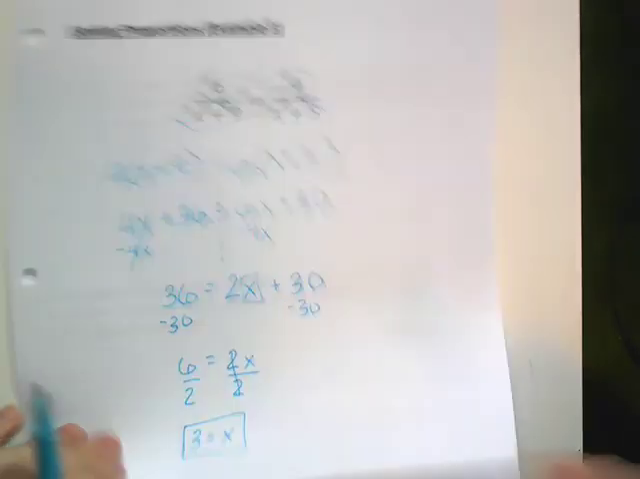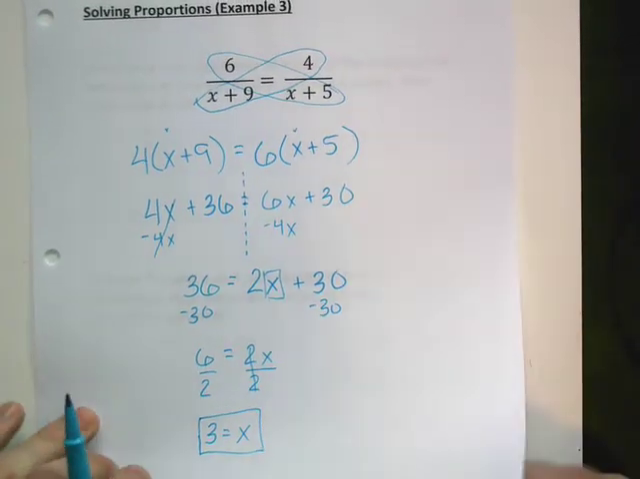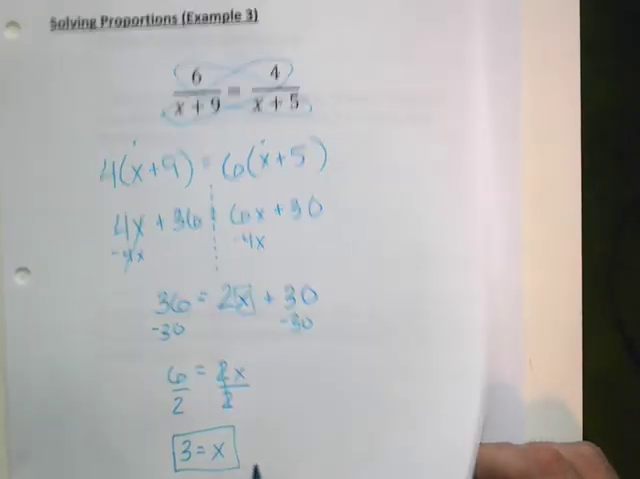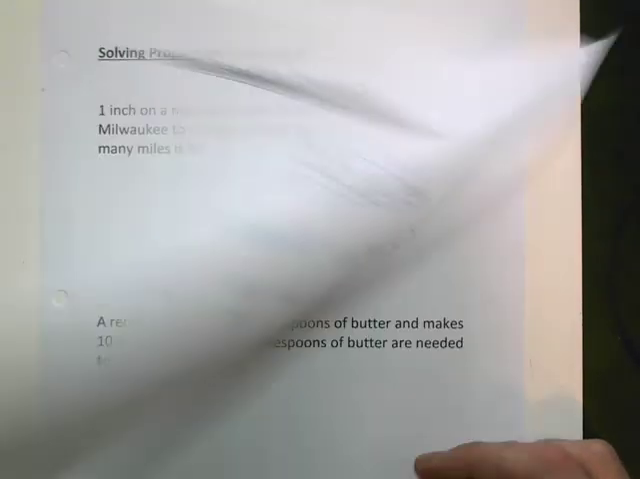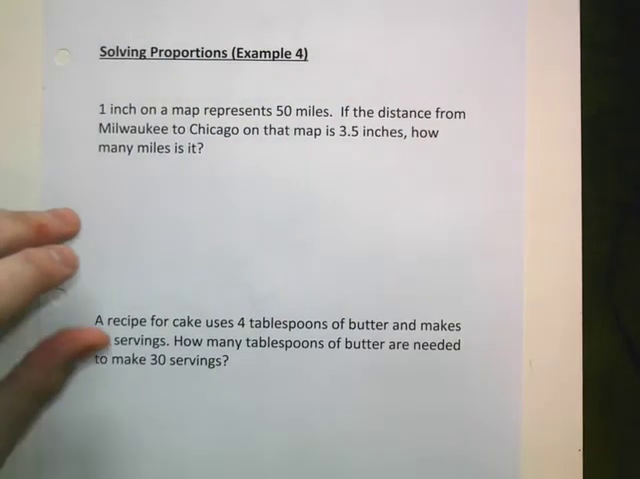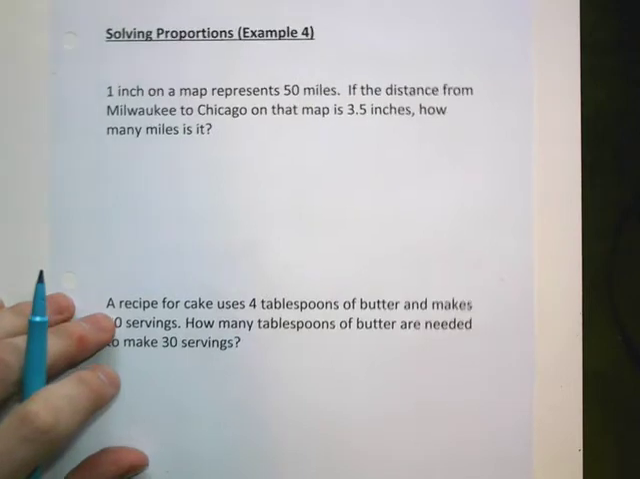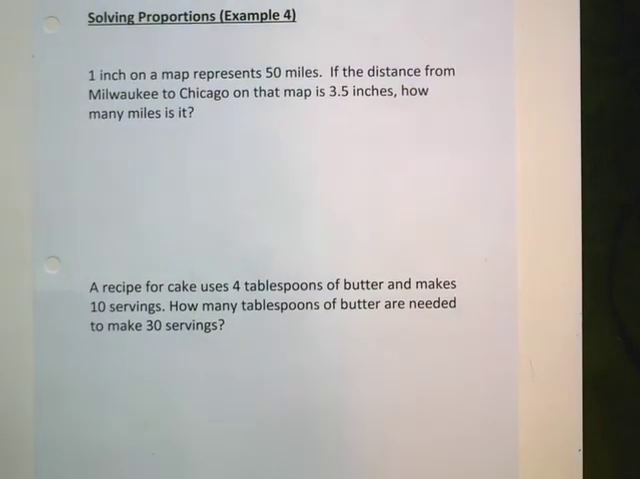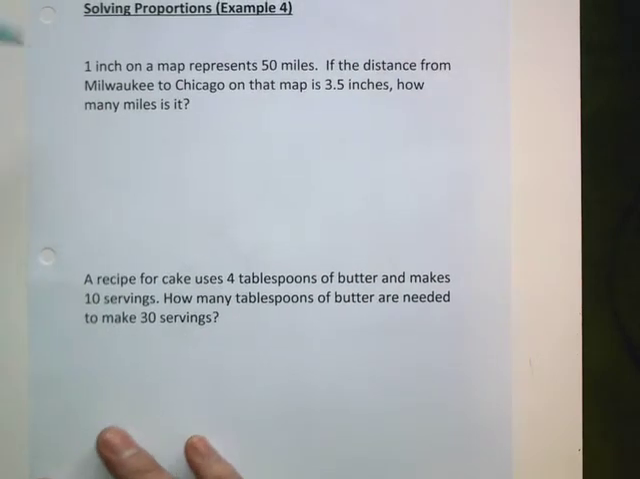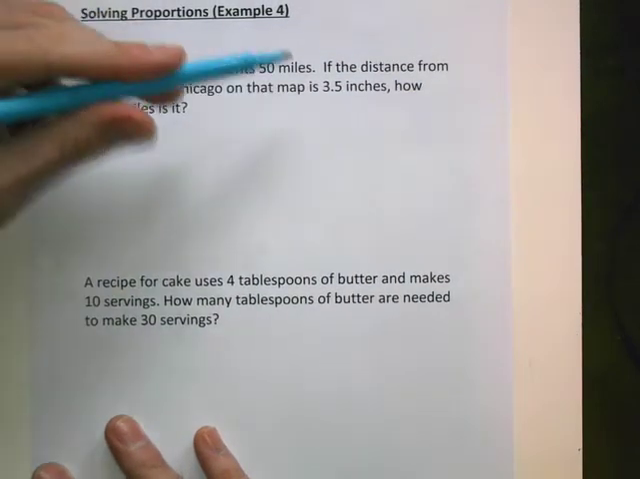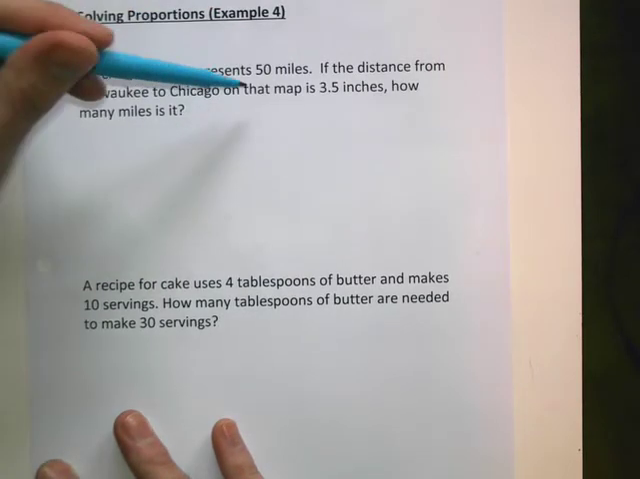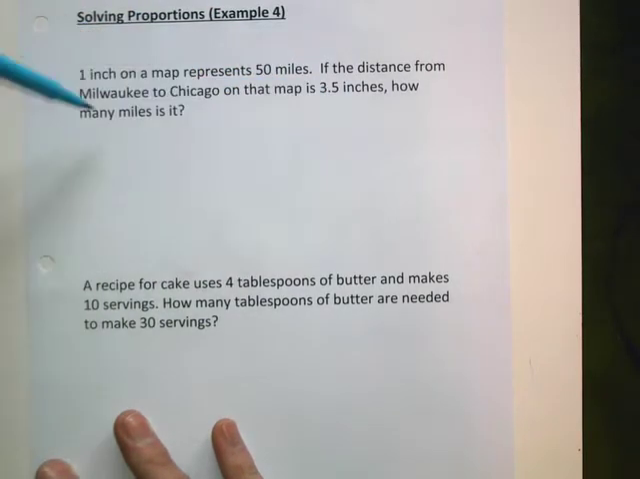Okay? All right, I do have one more example for you, and again, I'll have you guys just jot this down in your notes. You will see a couple word problems on your worksheet today and on your exit ticket. And I just want to read through this with you and go through a really good strategy for setting these up. So the first one says 1 inch on a map represents 50 miles. Okay, if the distance from Milwaukee to Chicago on that map is 3.5 inches, how many miles is it?